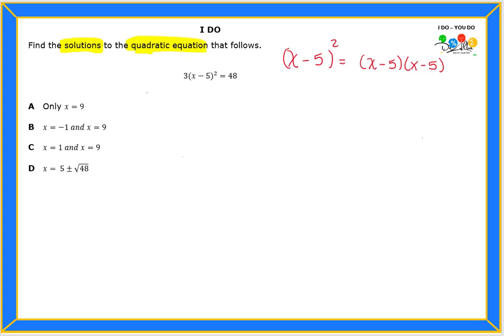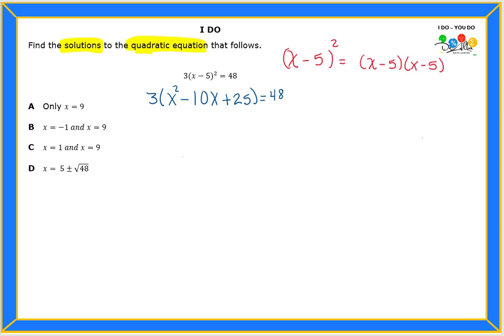So I will get 3 parentheses, and if I multiply (x - 5) times (x - 5), I'm actually going to get x squared minus 10x plus 25. That's if I multiply those two binomials. And I'm going to make that equal to 48. So what I want to do, like I said earlier, is move the 48 to the left.